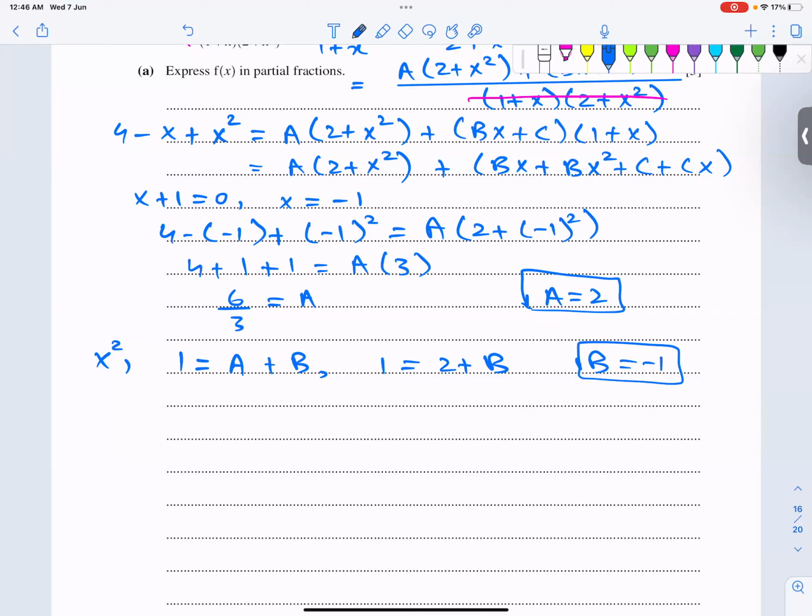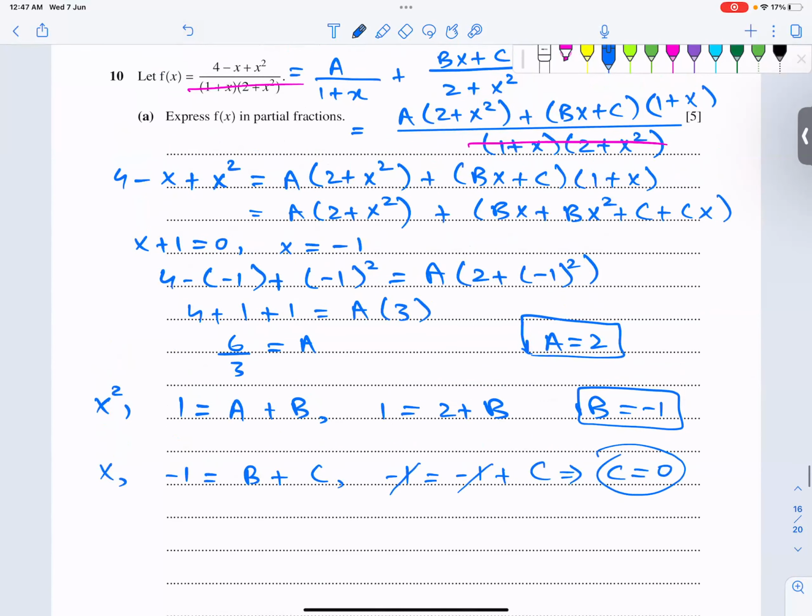And if you compare the coefficient of x, then on the left side you will have minus 1 is equal to, on the right side, just b plus c. So minus 1 is equal to minus 1 plus c. So minus 1 will be cancelled out. So finally you will have c is equal to 0.